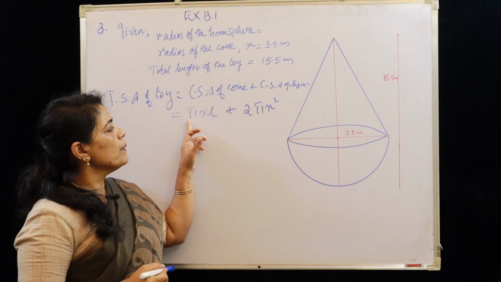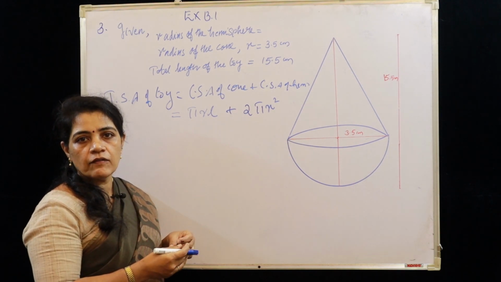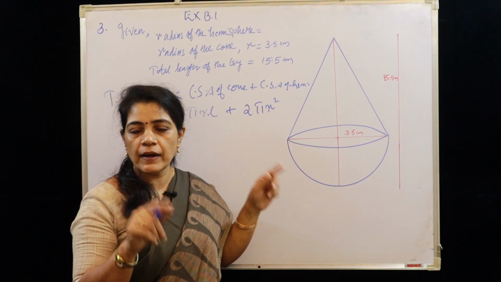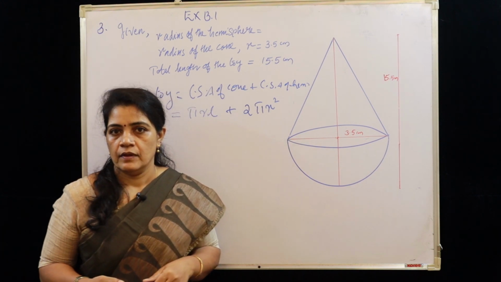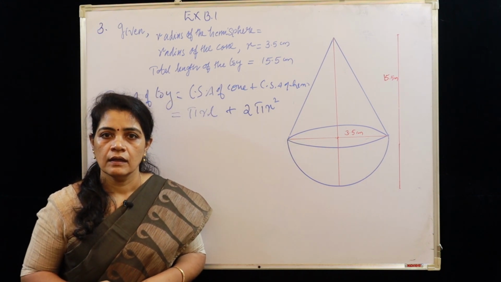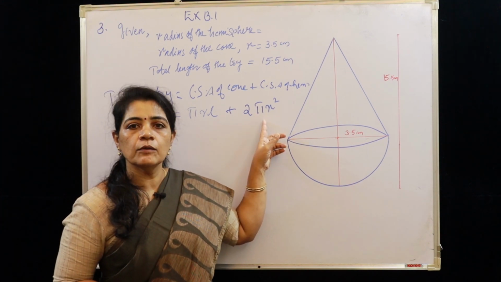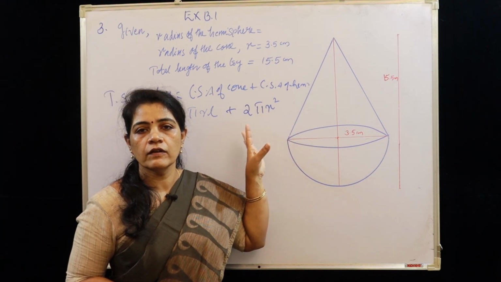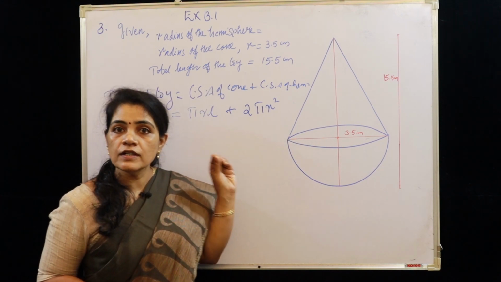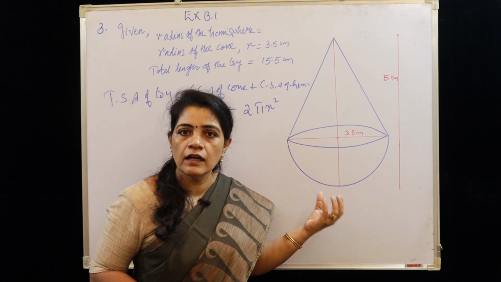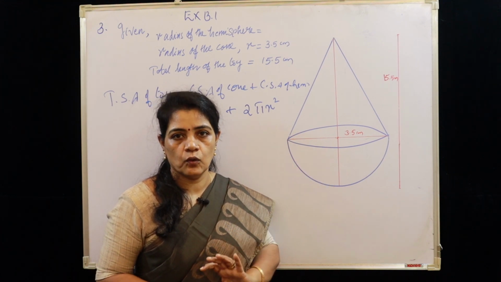Here pi and the values are given, but what is L in pi RL? L is nothing but the slant height, but that is not given. In the second term, 2 pi r square, the radius is also given, and 2 and pi are constants, so no problem for the second term. So our first target is to find the slant height of the cone.